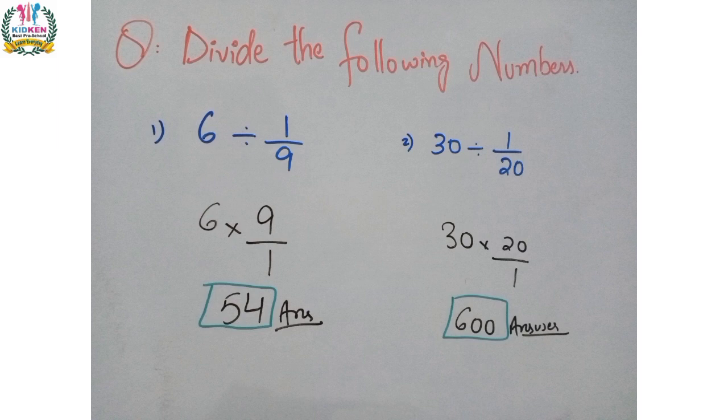Number second part is 30 divided by 1 upon 20. So again we can convert it into multiplication, because we have numerator only 1 and denominator has 20. So 30 into 20 we have answer 600.